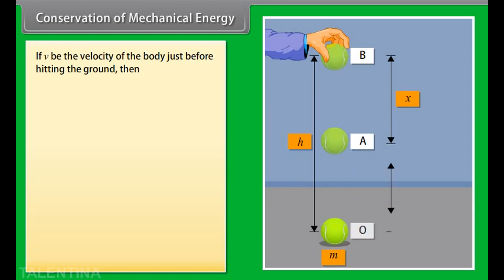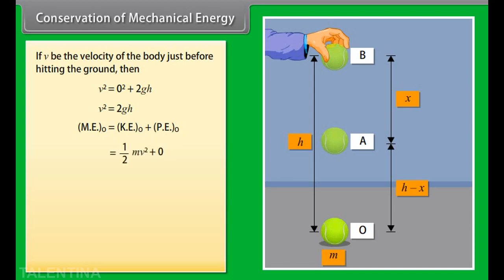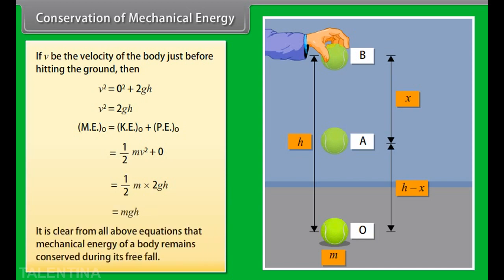If v is the velocity of the body just before hitting the ground, then v² = 2gh. Here, the mechanical energy of the body at O is equal to kinetic energy at O plus potential energy at O. By calculating it, we get the mechanical energy of the body at O is mgh. It is clear from all the above equations that the mechanical energy of a body remains conserved during its free fall.